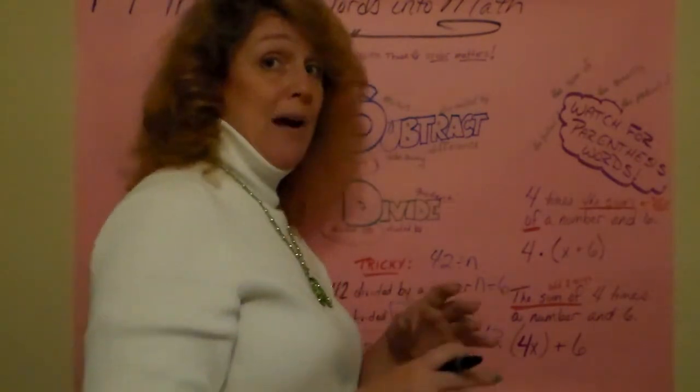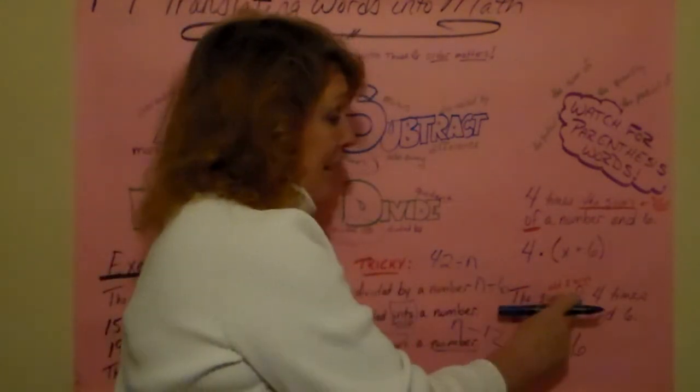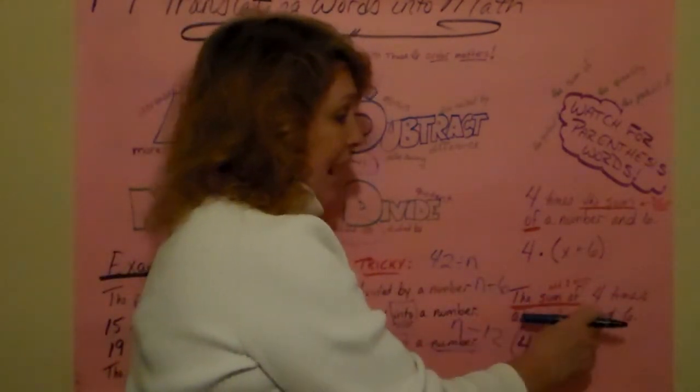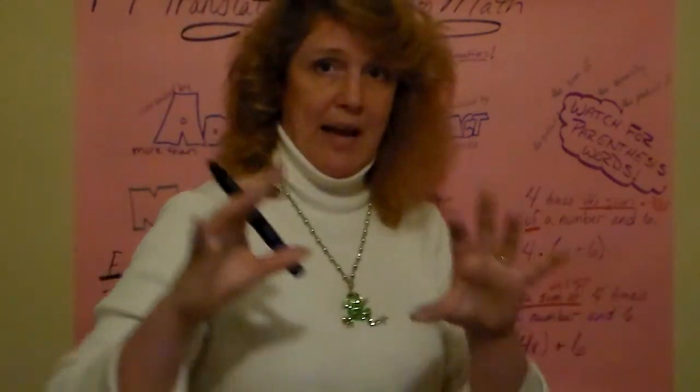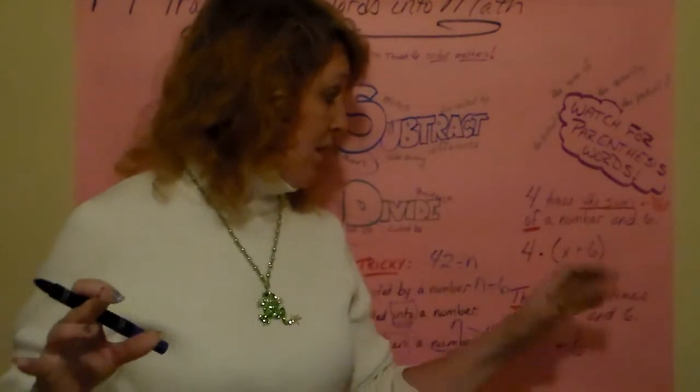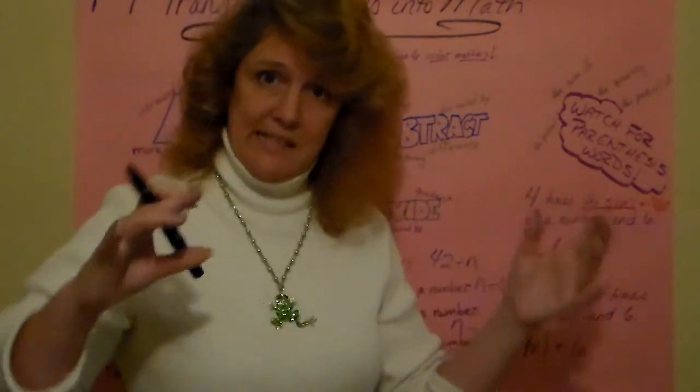Now, they could write it in a different way. The sum of 4 times a number and 6. Now, this says the sum of, I'm going to add 2 things, 4 times a number and 6.